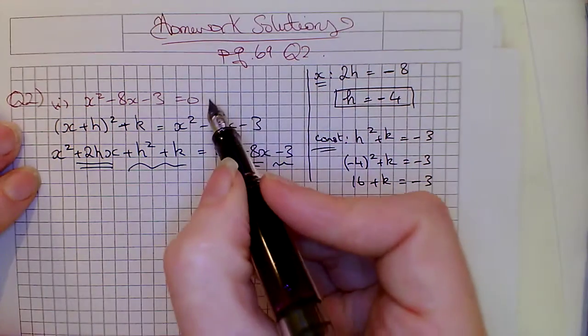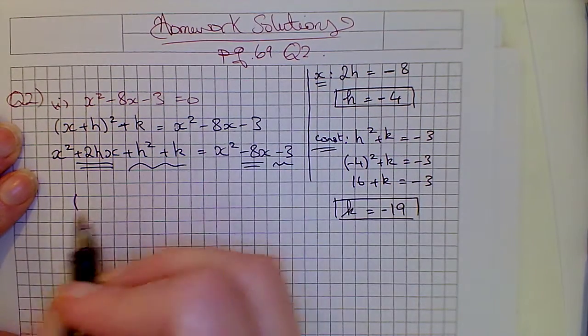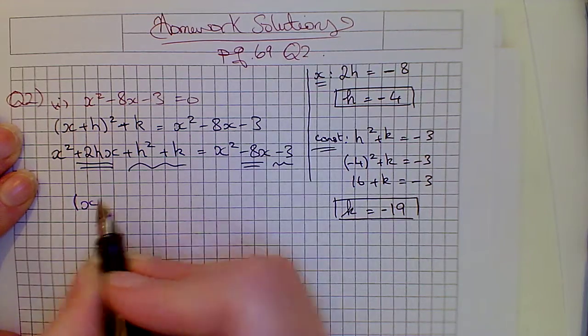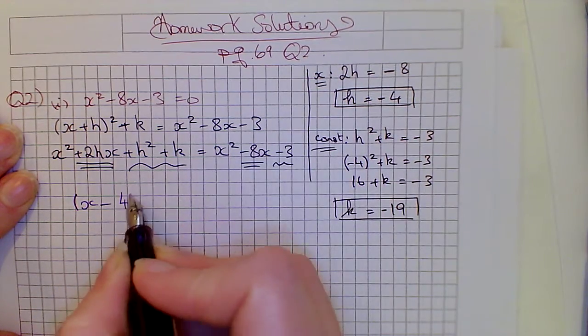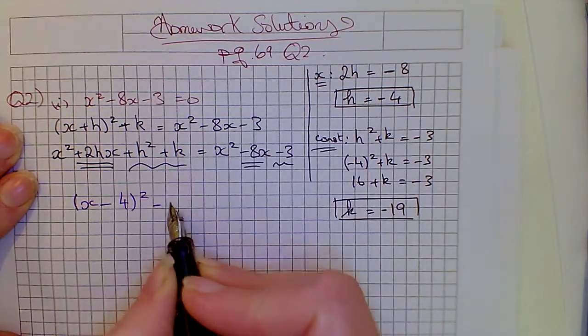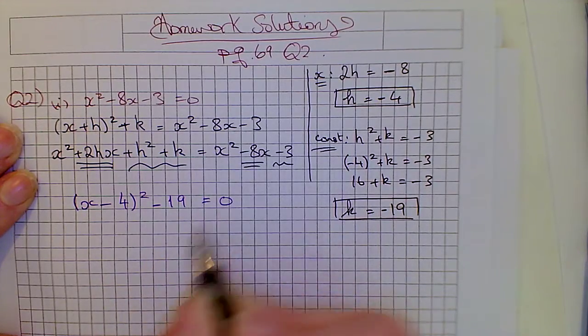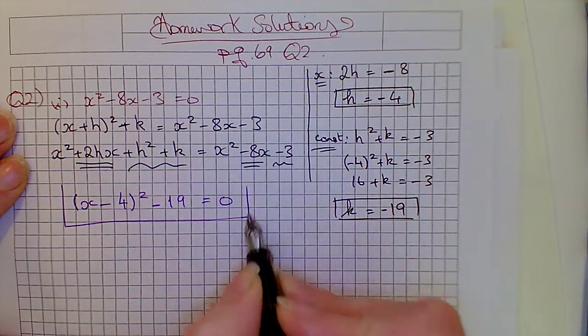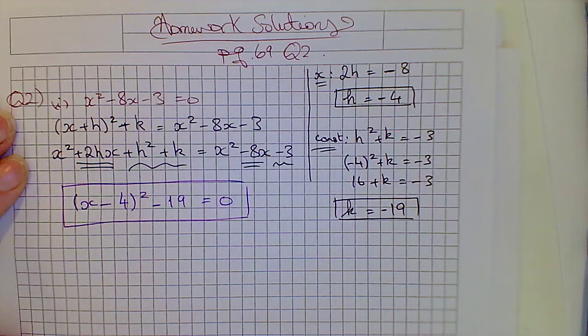And it was an equation, they had an equal to 0 here, so we'll include that. (x plus h) is negative 4, plus k, and k is negative 19, equal to 0. So that was the answer to part 1.